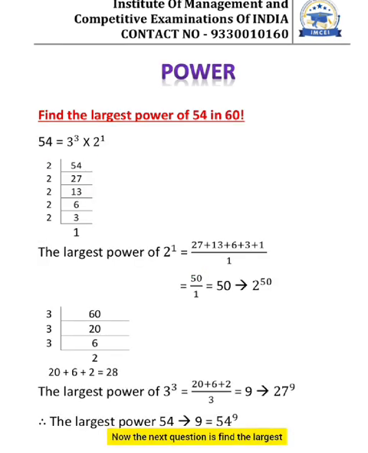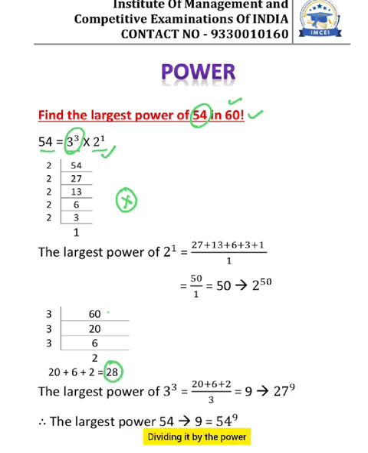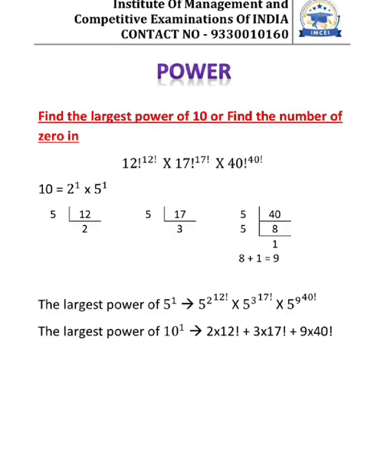Now the next question is to find the largest power of 54 in 60 factorial. First we break 54 into its prime factorization. We get 3 cube and 2 to the power 1. As we have already decided, whenever it is a single term, all in multiplication format, we just need to find the largest power of the largest factor, which is 3 cube. So we don't need to find the largest power of 2 to the power 1. The number of 3s in 60 factorial is 28. Dividing it by the power, which is 3, the final answer is 9. So the largest power of 54 in 60 factorial is 9.